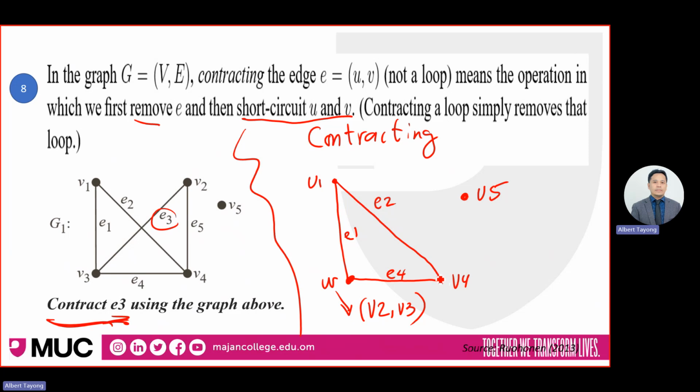So we have to draw a multiple edge. This is our E5. Okay, so this is the answer where E3 is contracted. It becomes like this. Right, so I hope this is clear.